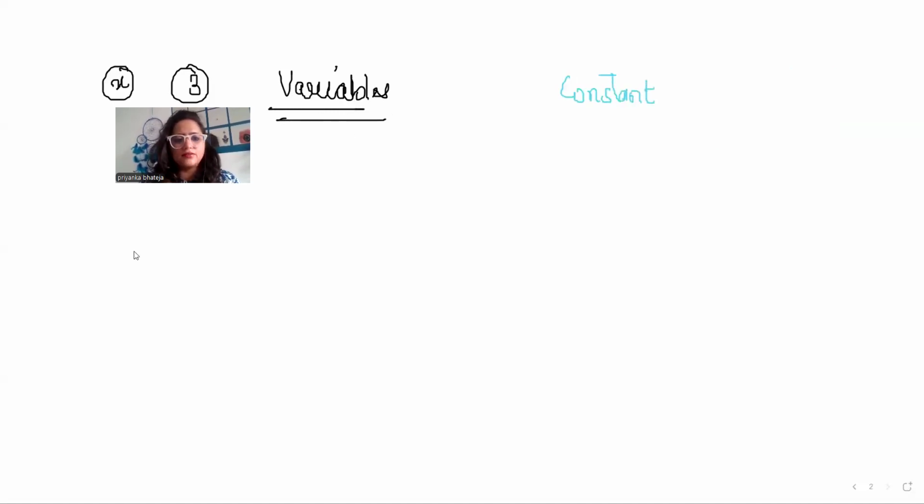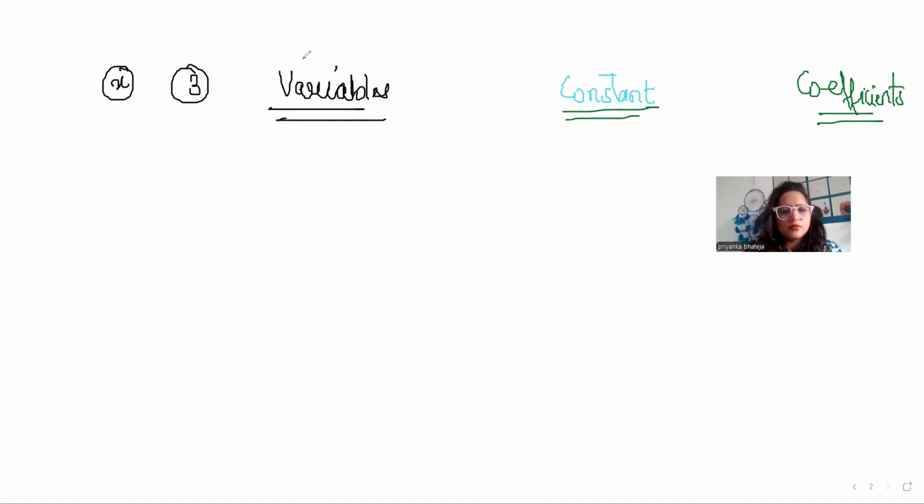And after that, we'll discuss coefficients. Because this is necessary to know. Whenever we are studying a certain topic, like multiplication of binomials, before that we need to understand the root of it also. Can you see the first few initials of this word, variable?